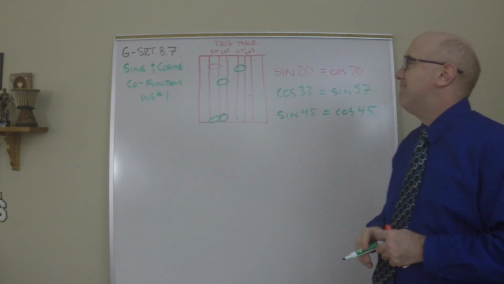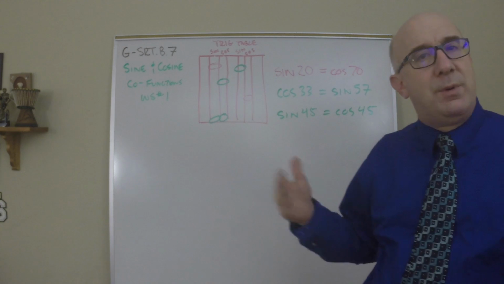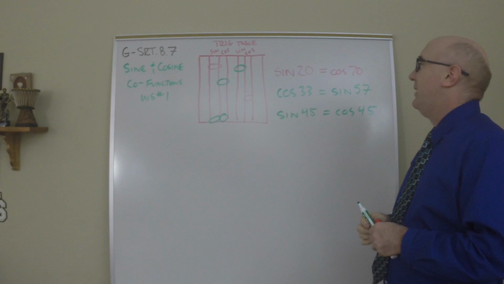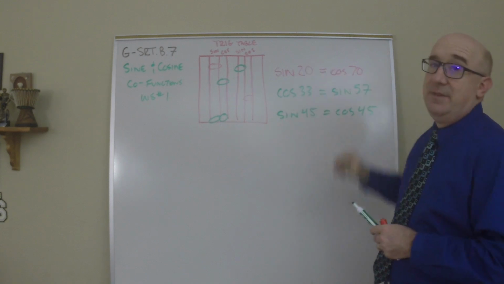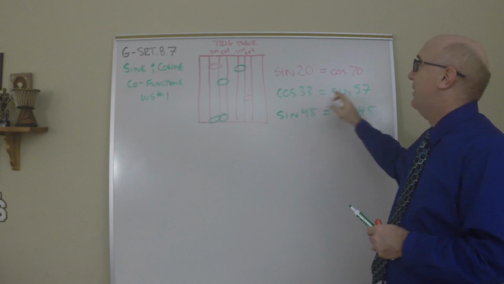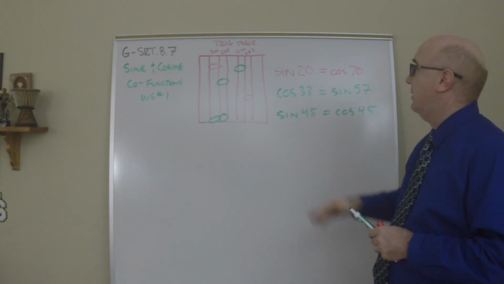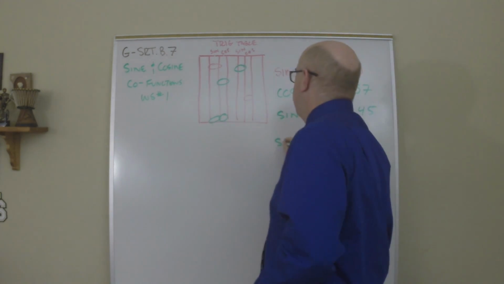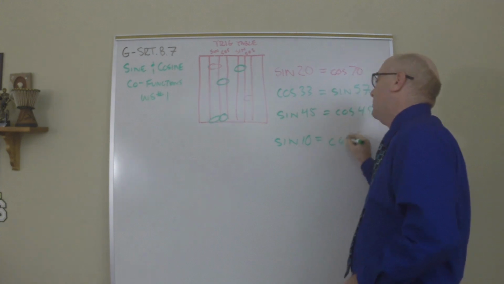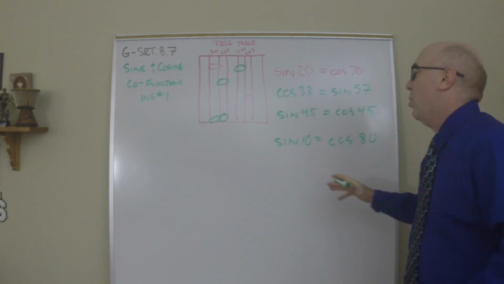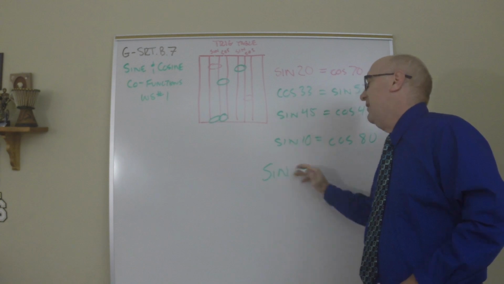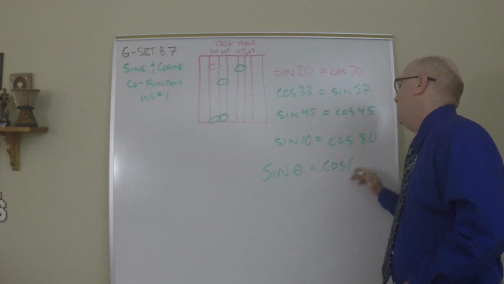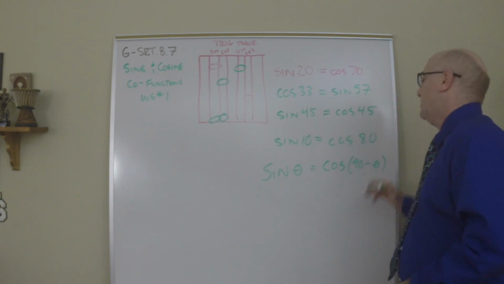Now, I then obviously want to say, why? What's going on, or what's happening? And I say, look at these numbers closely. One thing you'll notice is the 20 and the 70 make 90. 33 and 57 make 90. 45 and 45 make 90. So what we're learning is that the sine of 10 would have to be equal to the cosine of 80. Or in general, that the sine of some angle value will always equal the cosine of 90 minus that angle.